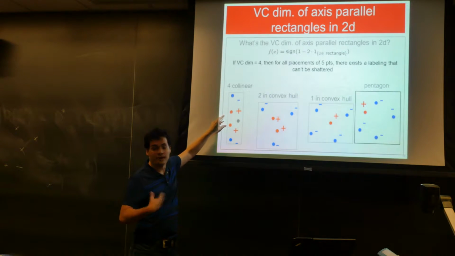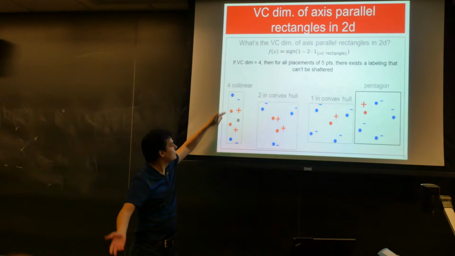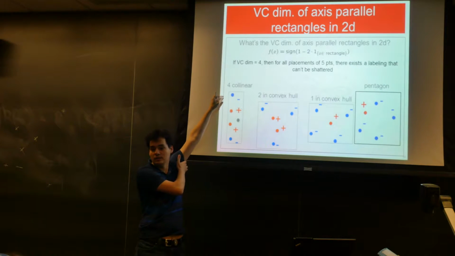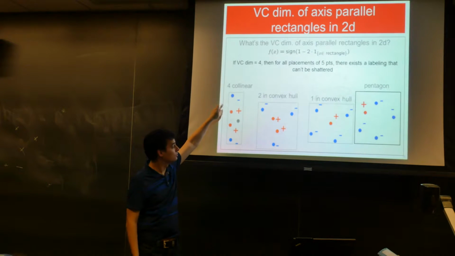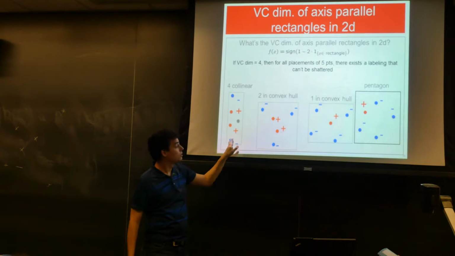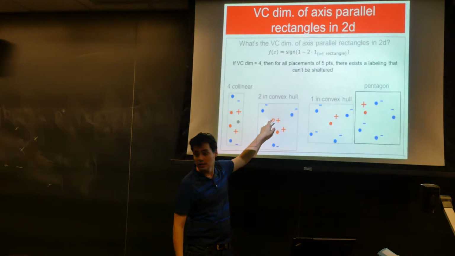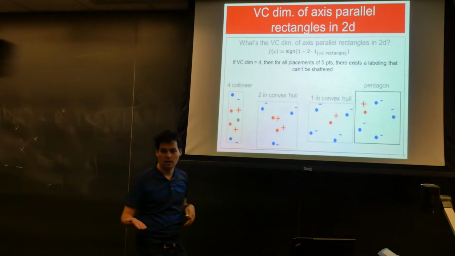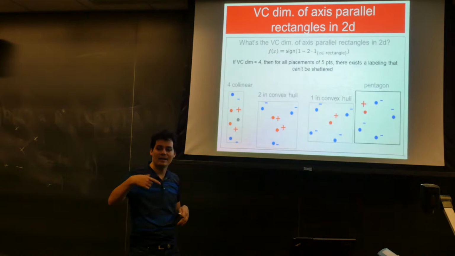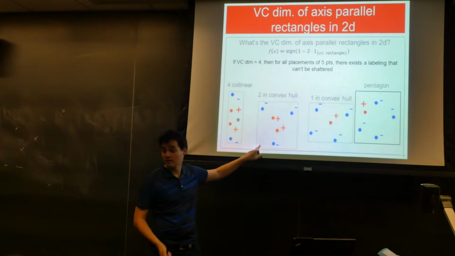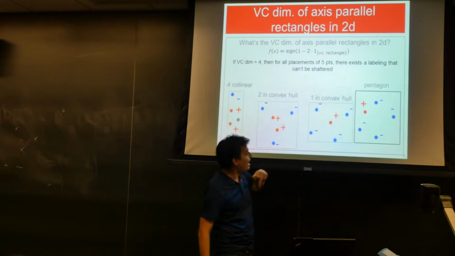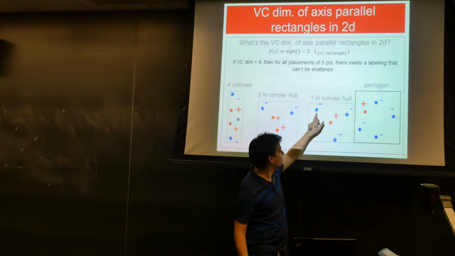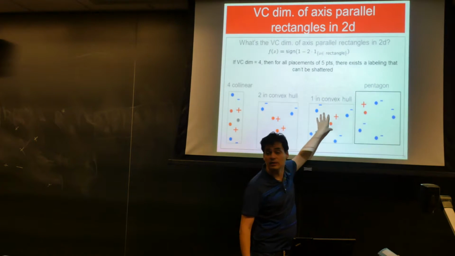Then it turns out, if I choose these 5 points this way, my opponent can choose a labeling such that I wouldn't be able to fit a rectangle that's compatible with that labeling. Okay? If I choose the 5 points this way, again, you could choose a labeling that's not compatible. You could choose a labeling that I couldn't classify with my function class. If I choose these 5 points, again, my opponent could choose a labeling that I cannot fit a classifier to.